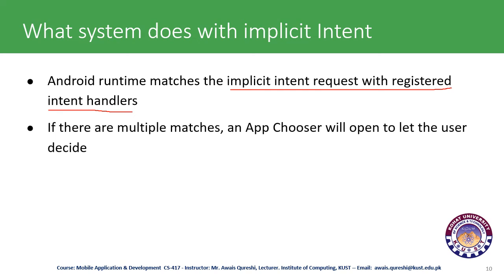If there are multiple matches, an app chooser will open to let the user decide, like in Windows, when you want to open some file and that application is not installed in your Windows operating system. In that case, an app chooser will open, and you will decide what to do with that file. Similar is the case in the Android operating system.